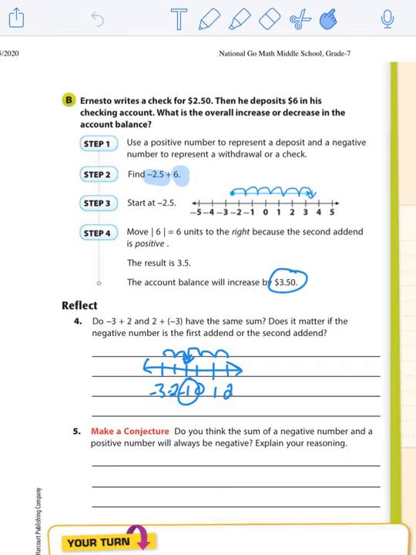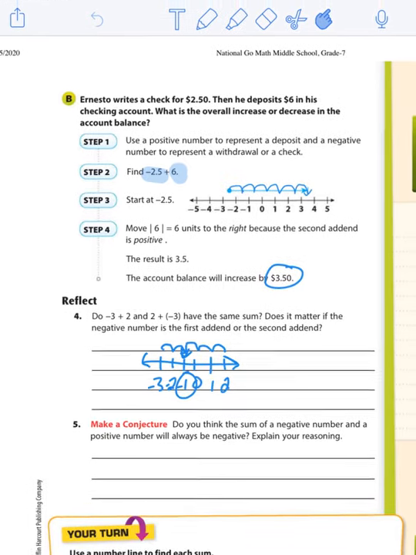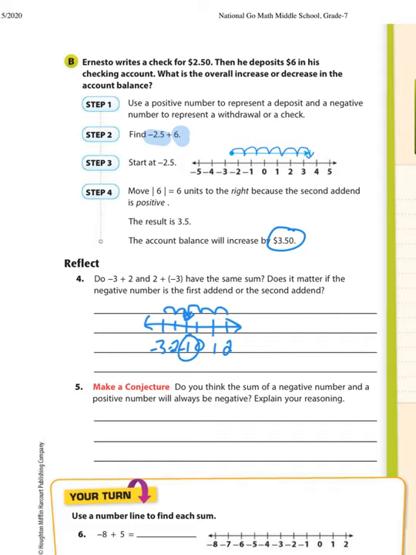All right, make a conjecture. Do you think the sum of a negative number and a positive number will always be negative? Well, what do you think? It depends on which number has a greater absolute value. So in that problem we just did, number 4, the absolute value of -3 is bigger than the absolute value of +2. So you're going to have more negatives, which means your answer is going to be negative.